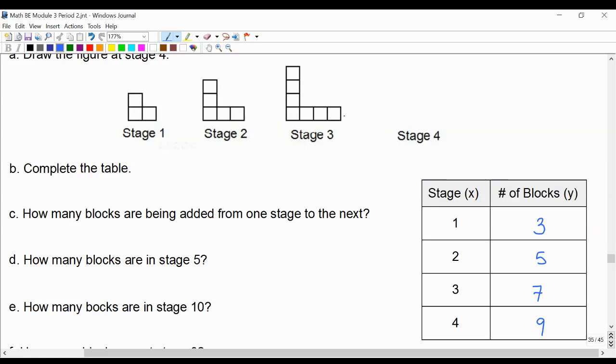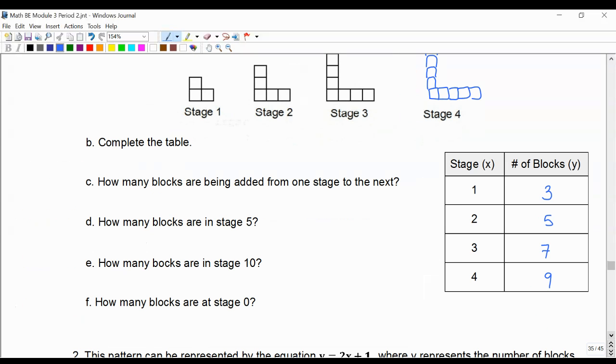Let's see. So we're going to draw 5 on the bottom, 1, and we're going to draw 5 vertically, 1, 2, 3, 4, 5, 2, 4, 6, 8, 9. Cool. So we did get 9.